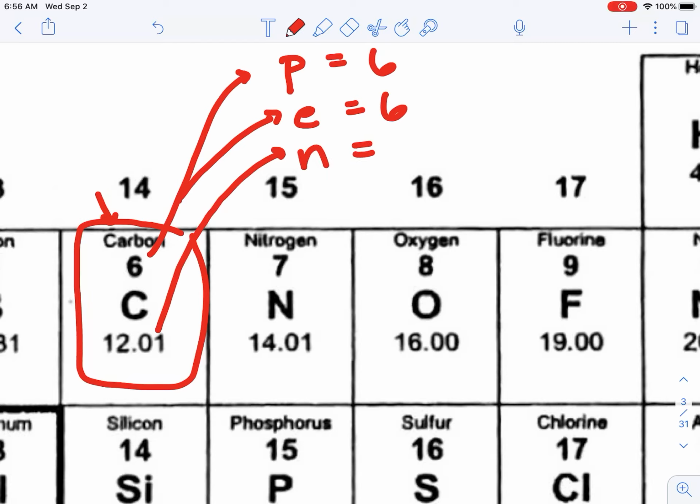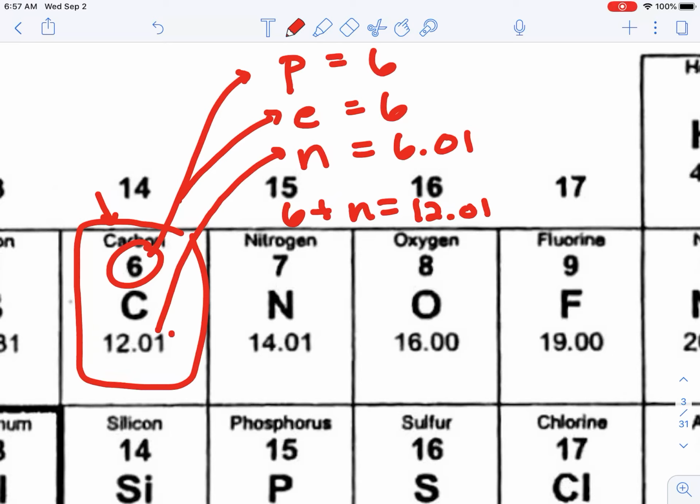Protons plus neutrons gives you the mass. So 6 for the protons plus my neutrons is going to be 12.01. And so on average, I have 6.01 neutrons. You might be wondering why we are not using significant figures here. Because these are constants, it's assumed that they would be like that. So you're not too concerned about sig figs here. They're not calculations. They're basically constants that are always there.